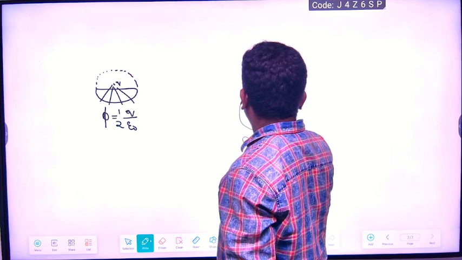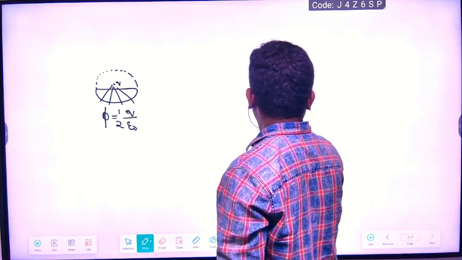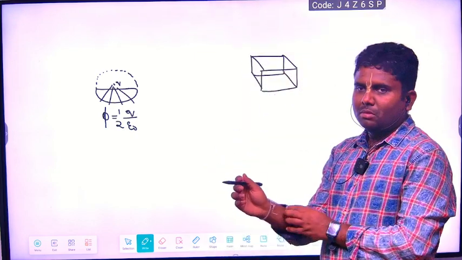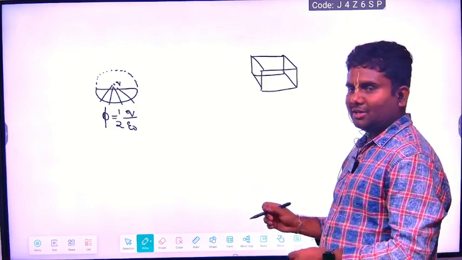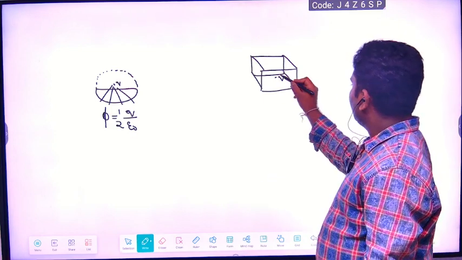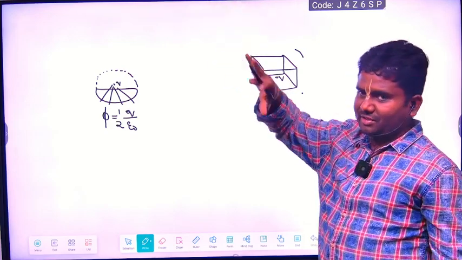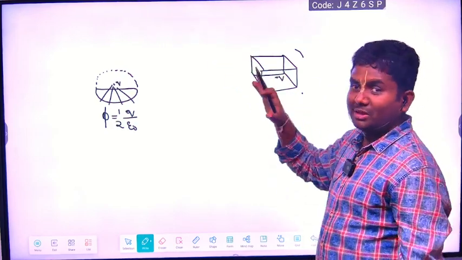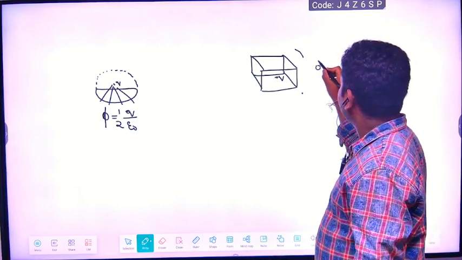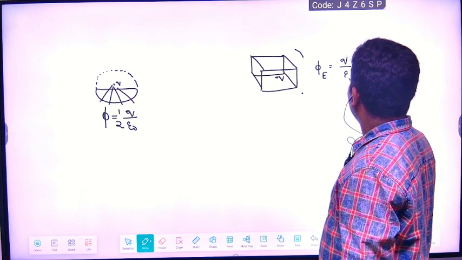Now you take one more example. There is a cube, and the charge is at the center of the cube. Whenever the charge is at the center of the cube, what happens? The electric field lines will come through all 6 surfaces of the cube, right? So what is the total electric flux according to Gauss law? The total electric flux is Q divided by epsilon naught, since it is a closed surface.